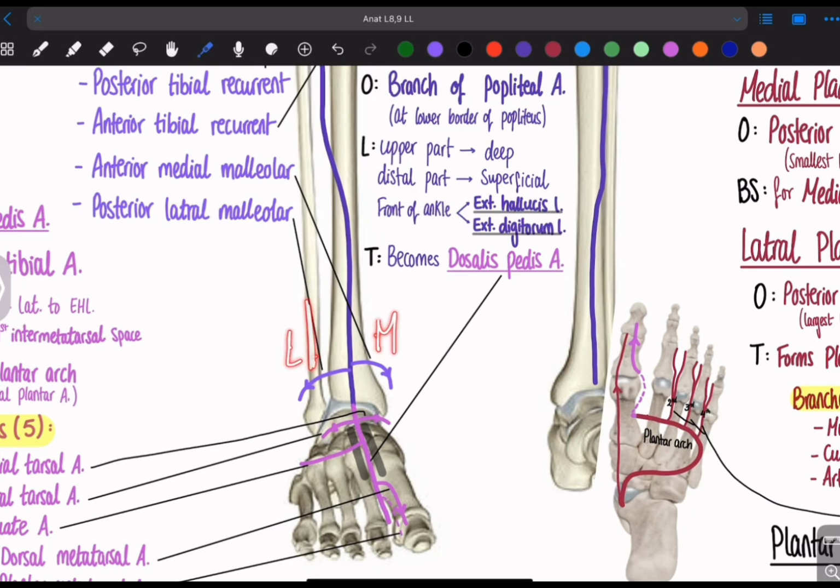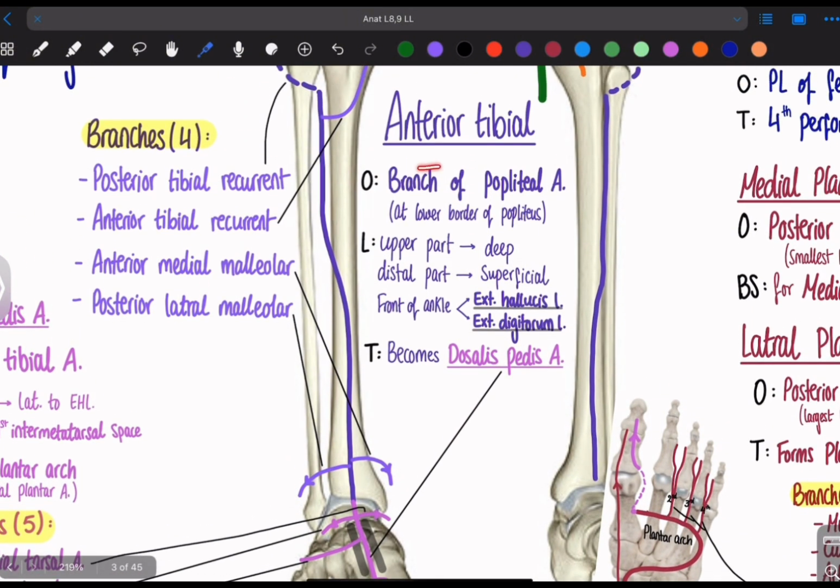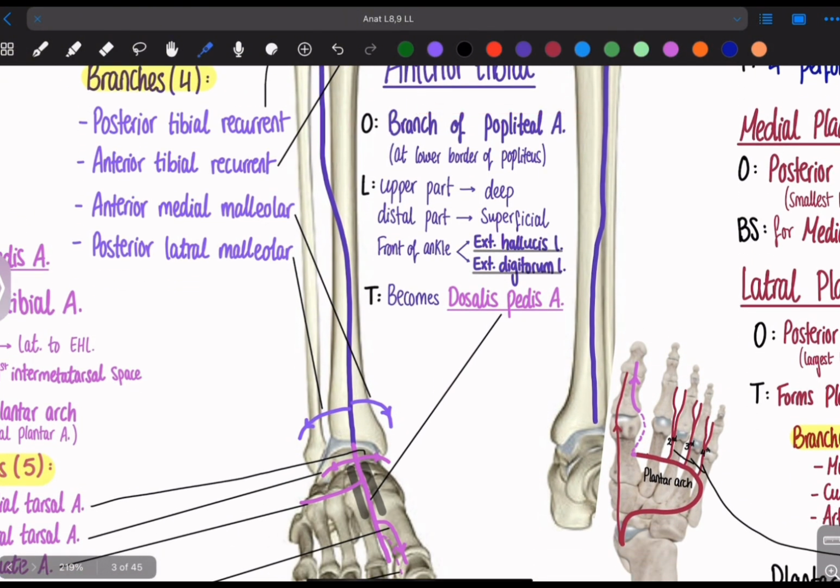So here this is the anterior medial malleolar artery or branch, and here this is the posterior lateral malleolar branch. Okay? So we have anterior medial malleolar and posterior lateral malleolar. Okay? So we're done with the branches of the anterior tibial artery. Now let's move to dorsalis pedis.